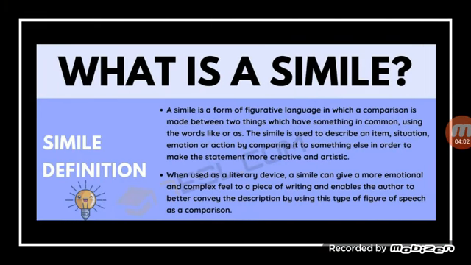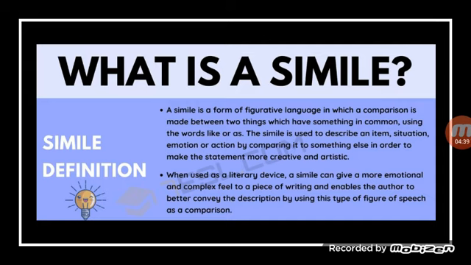Now we'll be learning about the first poetic device, that is simile. Let's read and then I'll be explaining. A simile is a form of figurative language in which a comparison is made between two things which have something in common using the words like or as. The simile is used to describe an item, situation, emotion, or action by comparing it to something else in order to make the sentence more creative and artistic.